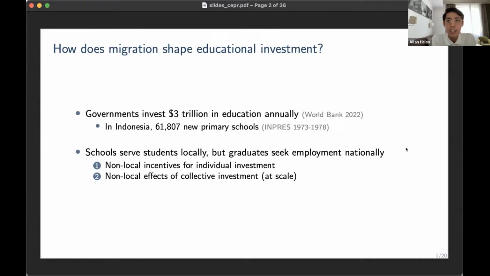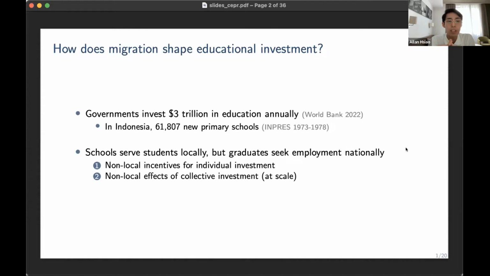So the key economic mechanism I'm interested in here is one related to space, of course. And the observation here is that these schools serve students locally. They serve students within their region or their school district. But once students graduate, they can take that human capital that they've built and seek employment nationally. And I think this is important to realize for two reasons. One, because we can start to think about the non-local incentives for individuals to invest. That is to say, as a rural student, I'm thinking about wages within the national labor market that will encourage me to invest in education at home, where I live today.